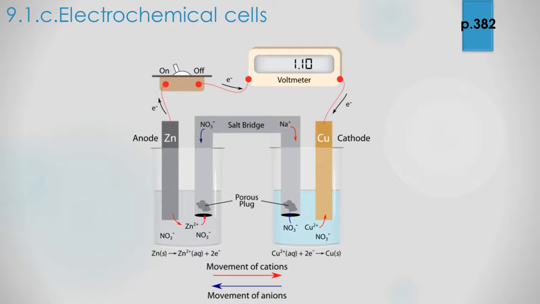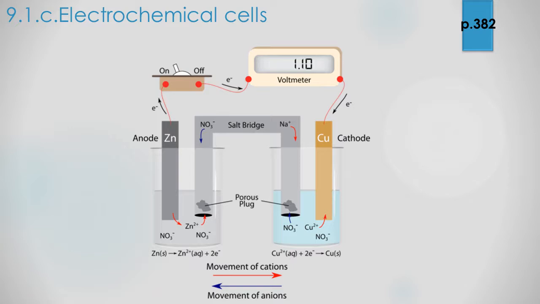Oxidation half reaction is written just below the zinc half cell. Zn is losing 2 electrons to form Zn2+. Cu2+ plus 2 electrons forming Cu. This is the half reaction occurring at the cathode, where Cu2+ ions are reduced to copper. At the anode, the amount of Zn2+ ions is going to increase, whereas at the cathode, the concentration of cations is going to decrease.